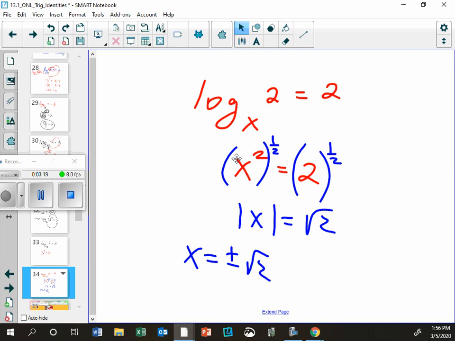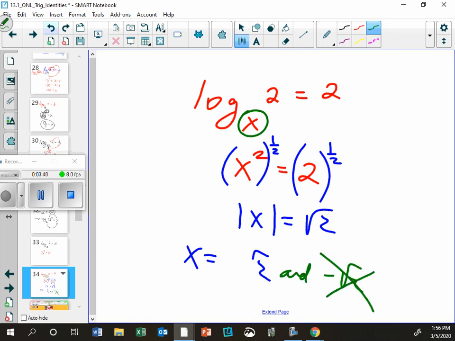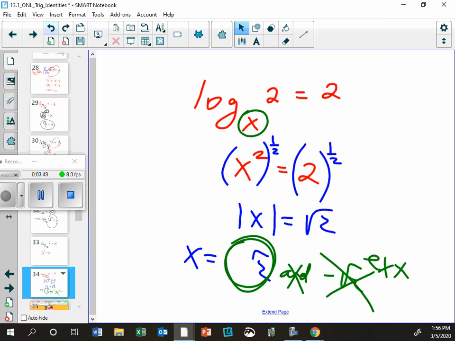Why? Yes? Since it's a base, when you actually try the negative one, you're making the base negative, not allowed. So you'd have to break this into 2 answers and say it's square root of 2 and negative square root of 2, but that one is out. So that's your final answer. If you write ext, that's the ideal. You've shown me that you know that there's an answer there, but that it's extraneous.